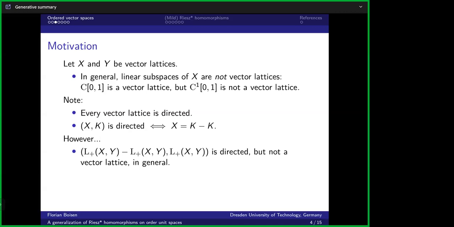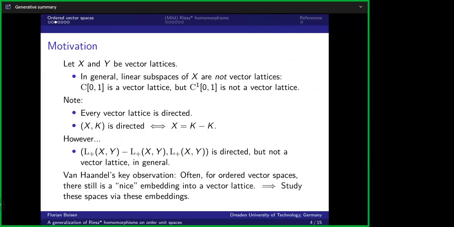So it turns out that the space of linear operators is itself not directed in general, but you can force it to be directed by only considering those linear operators which are the difference of two positive operators. But even if you do that, you don't obtain a vector lattice.